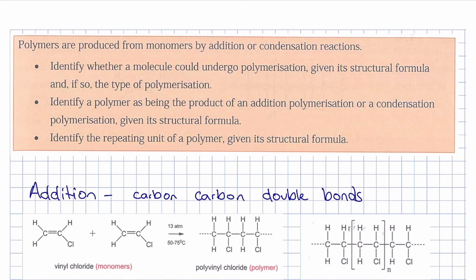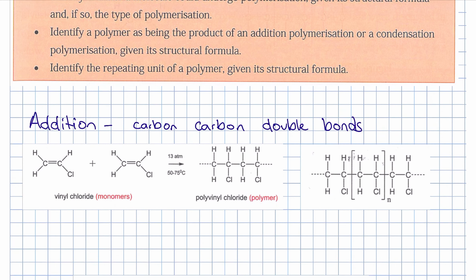So in terms of the chemistry, there's not a lot of new stuff in here at all. So the dot points say identify whether a molecule could undergo polymerization by looking at structural formula. So could it actually form a polymer? Okay, and if so, what type of polymer? Whether it be addition or condensation. And then if you've got a polymer, identify it being a product of addition or condensation. So if you've got a polymer, how was it formed? By addition or condensation? And can you identify the repeating unit of a polymer? Okay, if you've been given the structural formula.